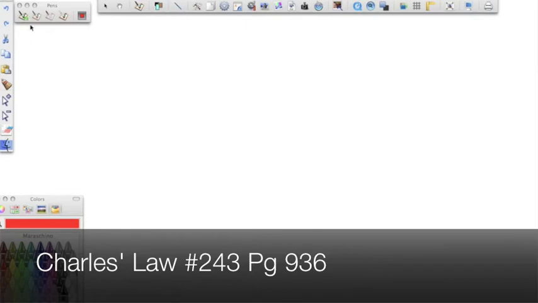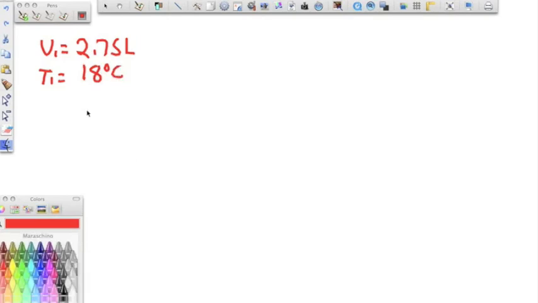So, first thing we have to do, just like in every problem, we have to write down what it gives us. First thing it gives us is a volume, or a V1, of 2.75 liters. And it gives us a temperature, or T1, of 18 degrees Celsius. It wants to know what is the balloon's volume, so we're looking for V2, if it's at a temperature, T2, of 45 degrees Celsius.